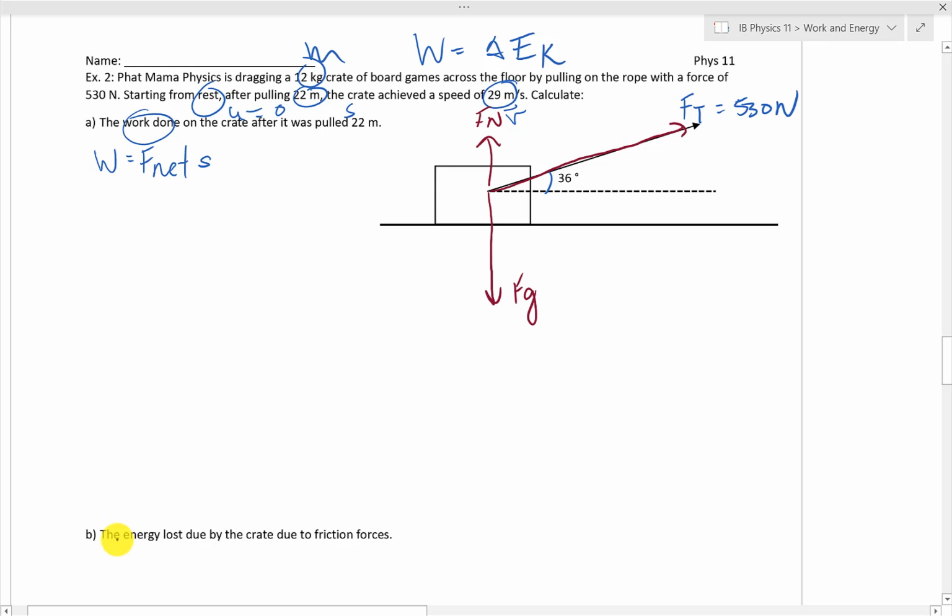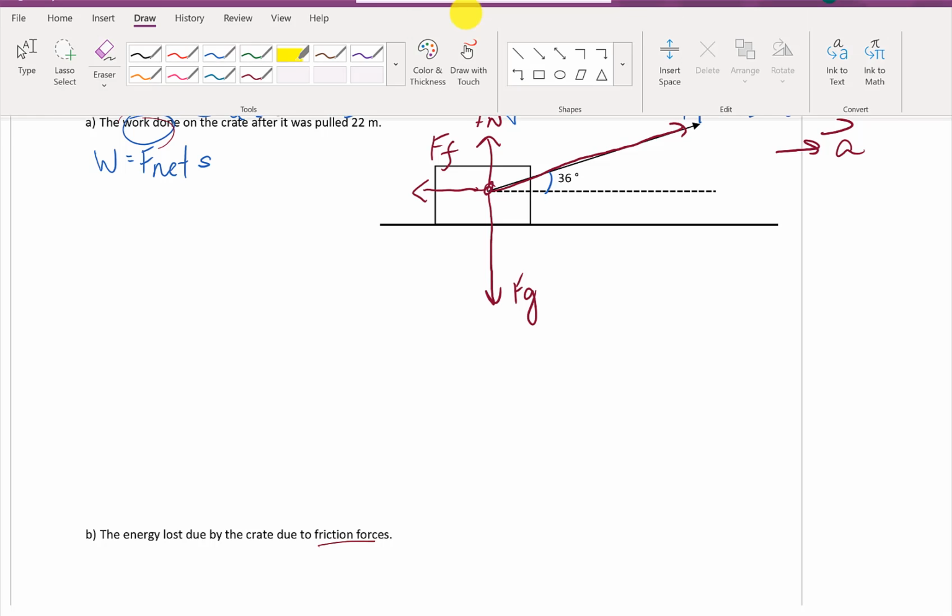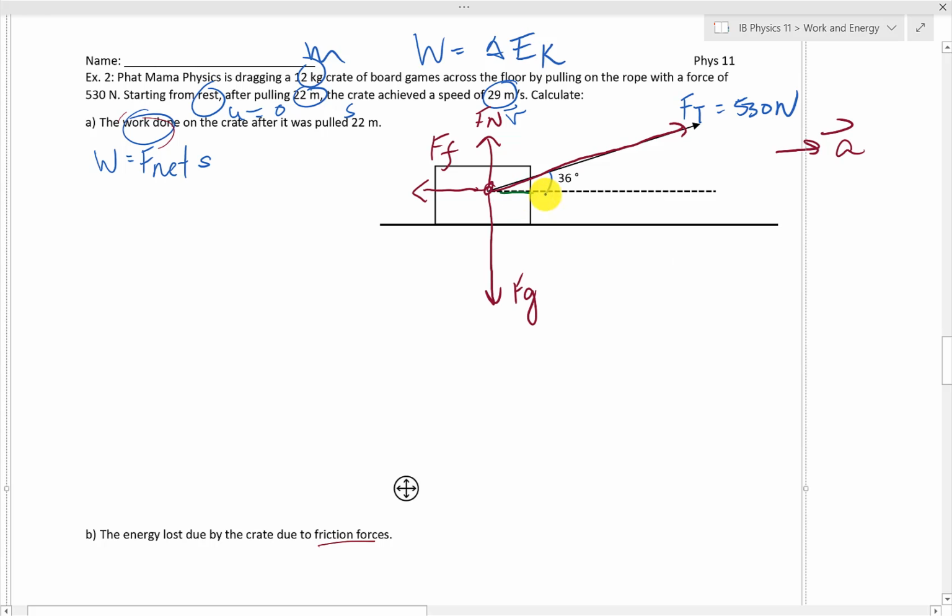And if we just sneak peek at B, there's some energy loss due to friction forces. So I'm just going to put that in so that we know what we're talking about. And since this work done on the crate is the net force, we don't know whether or not there is a force of friction or not. We just have to assume that there could be. It doesn't mention this crate is accelerating up or down, so I'm going to assume it's only accelerating in the forward direction caused by the tension force, meaning that we need to resolve this tension force into its x and y components, which are the horizontal tension force Ftx and the vertical tension force Fty.